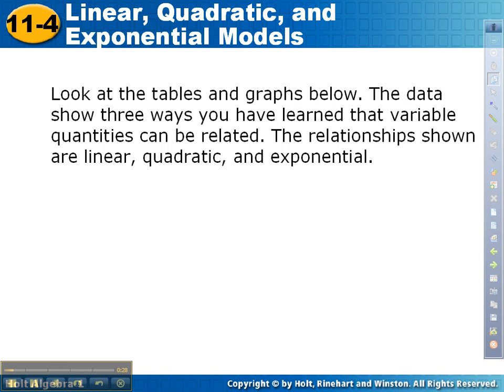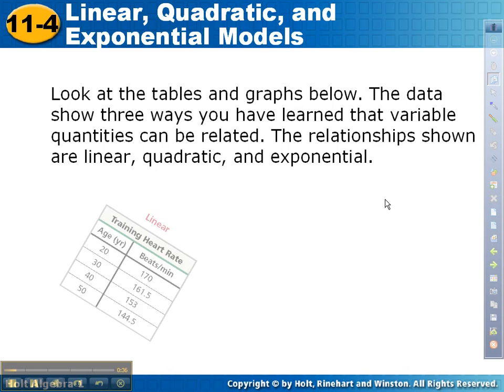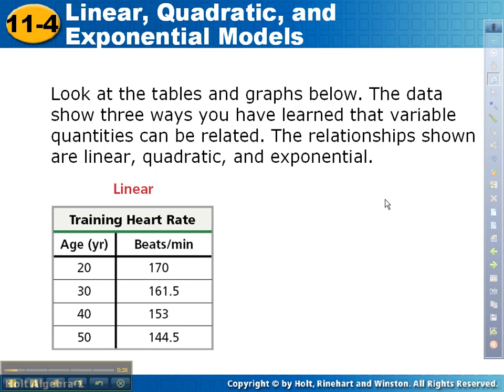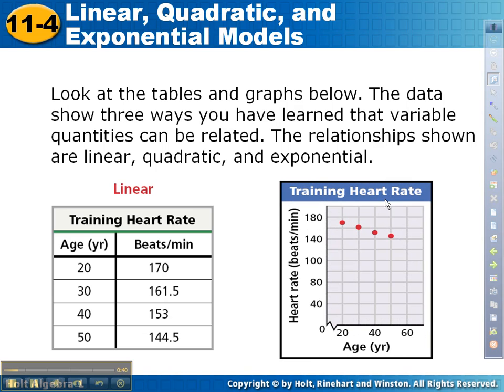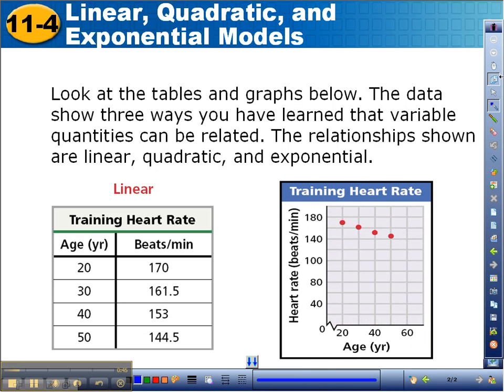Look at the table and graphs below. The data shows three ways you have learned that variable quantities can be related. The relationships shown are linear, quadratic, and exponential. Okay, take a look at this table. How can you tell from a table that the function is linear?